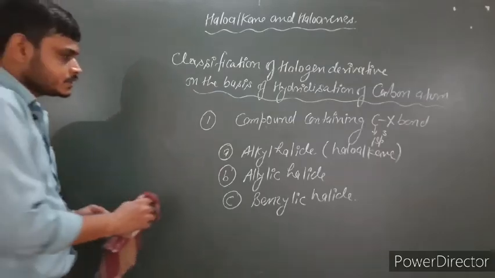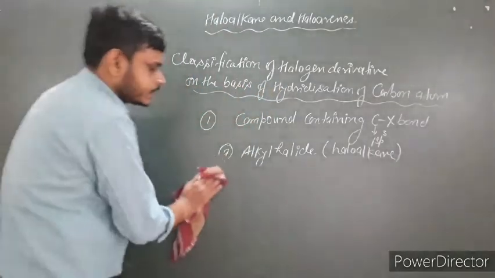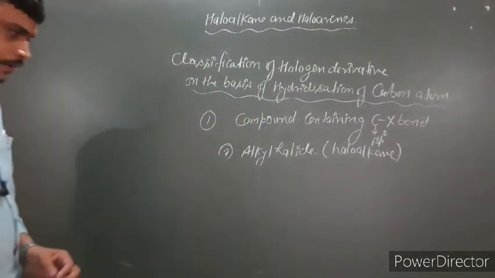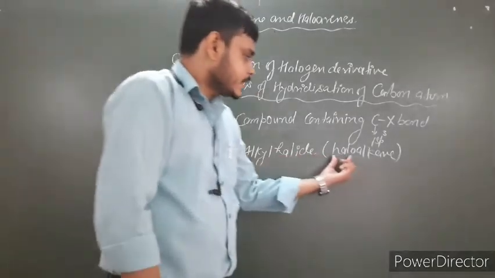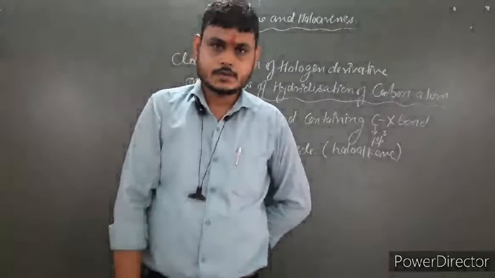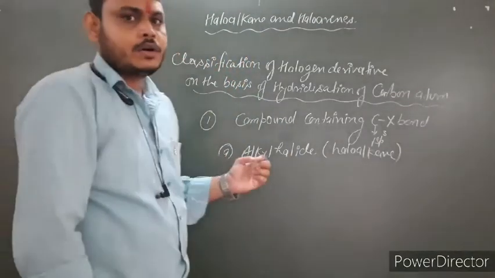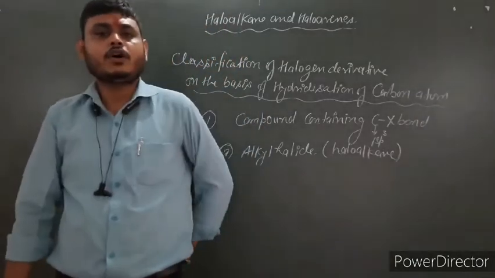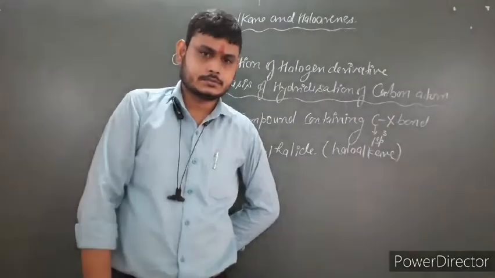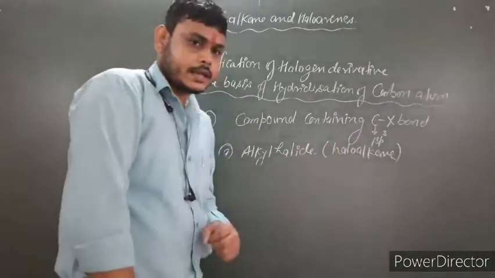So what is the alkyl halide or haloalkane? Haloalkane: halo means halogen atom, alkane means saturated hydrocarbon. This type of halide is formed by the removal or replacement of one or more hydrogen atoms from alkane to form alkyl halide or haloalkane.